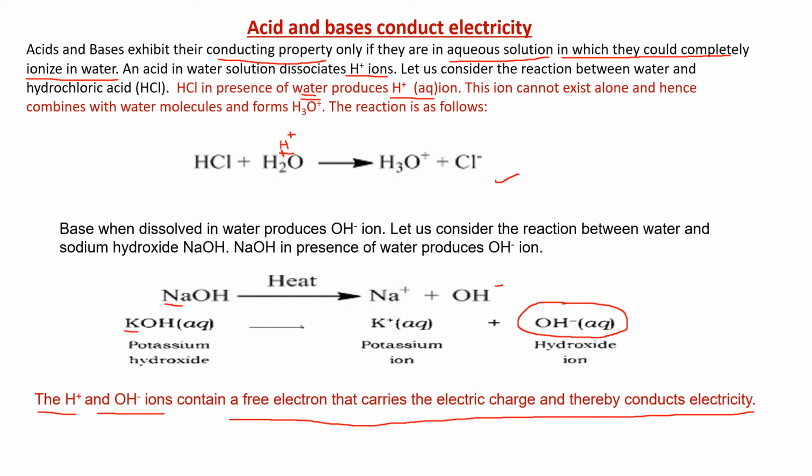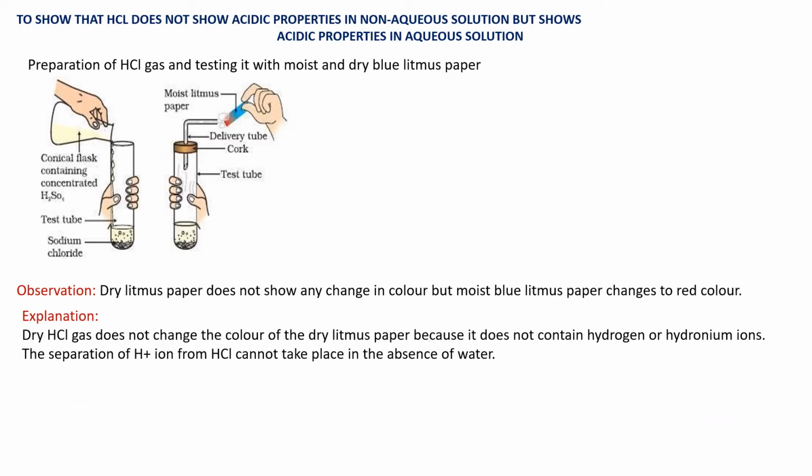So if they ask the question why acid and base conduct electricity, in this case you need to write both equations with proper explanation, and you have to conclude your answer with this statement. Here you have to write: hydrogen ion and hydroxide ions contain free electrons that carry electric charge and thereby conduct electricity. Okay, fine. So let's do another example.